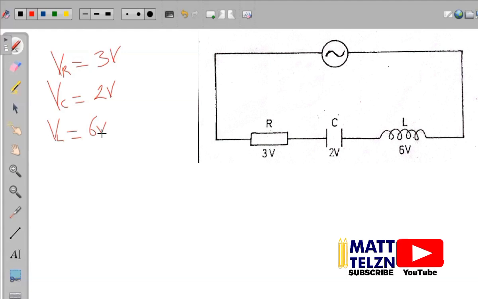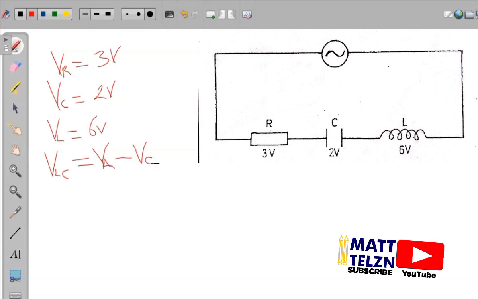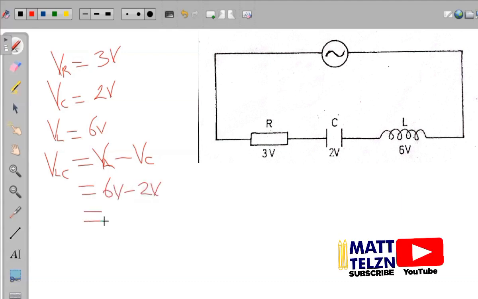So to find the voltage across my inductor and my capacitor, I'm going to have VLC, which is going to be the difference, VL minus VC. So what I'm going to have there is 6 volts minus 2 volts. So the difference is 4 volts.